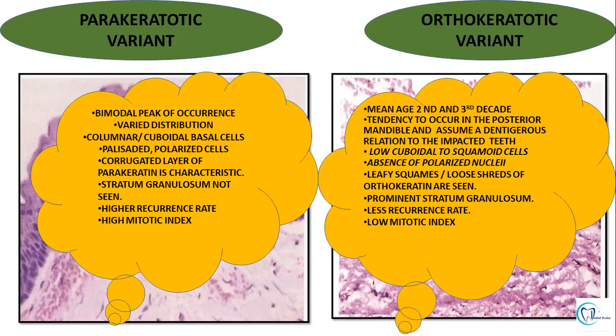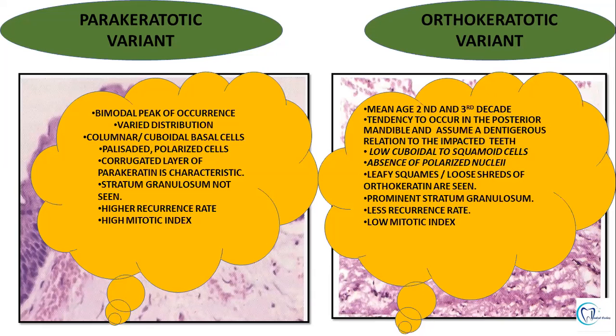In the histopathology, the parakeratotic variant will show columnar cuboidal basal cells, which show palisaded polarizing nuclei, and there will be surface corrugation. Whereas in cases of the orthokeratotic variant, there will be low cuboidal to squamous cells, there will be absence of polarization, and on the surface, there will be leafy squames and loose shreds of orthokeratin. In the parakeratotic variant, the stratum granulosum is not prominent, whereas in the orthokeratinized variant, there will be a prominent stratum granulosum.